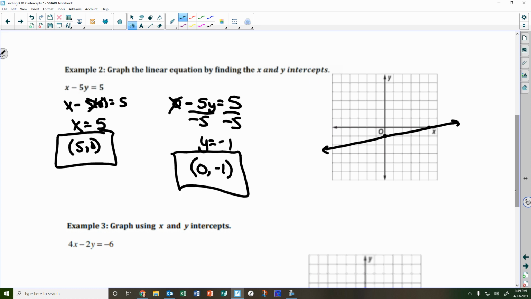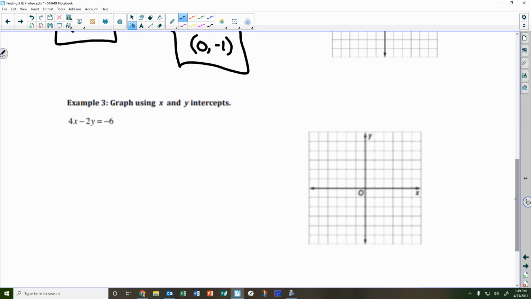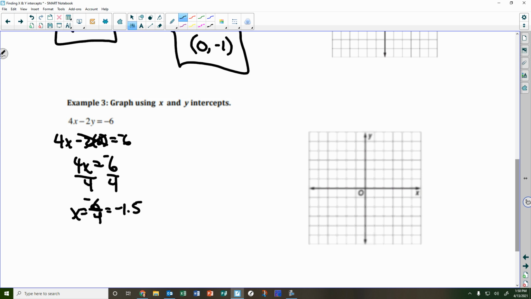All right. Now example 3, and again, once you find your x and y-intercepts, you make the graph. So again, if I plug a 0 in for y, I'm looking for the x-intercept. So that basically takes that to nothing. I'm left with 4x equals 6, and if I divide by 4, x equals 6 over 4. It was a negative 6, by the way. So that makes it negative 6/4. So this is basically negative 1.5. Okay. So our x-intercept is negative 1.5.